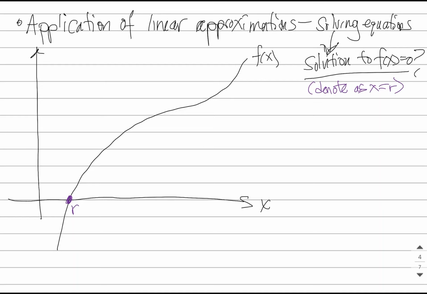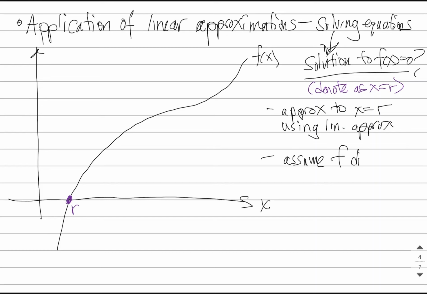Now, if the function is complicated, I may not be able to do algebra stuff to find that solution, to find the exact value. So I'm going to have to come up with an approximation to x equals r, and I'm going to do this using linear approximations. So I'm going to assume that the function is differentiable near x equals r, everywhere nearby.